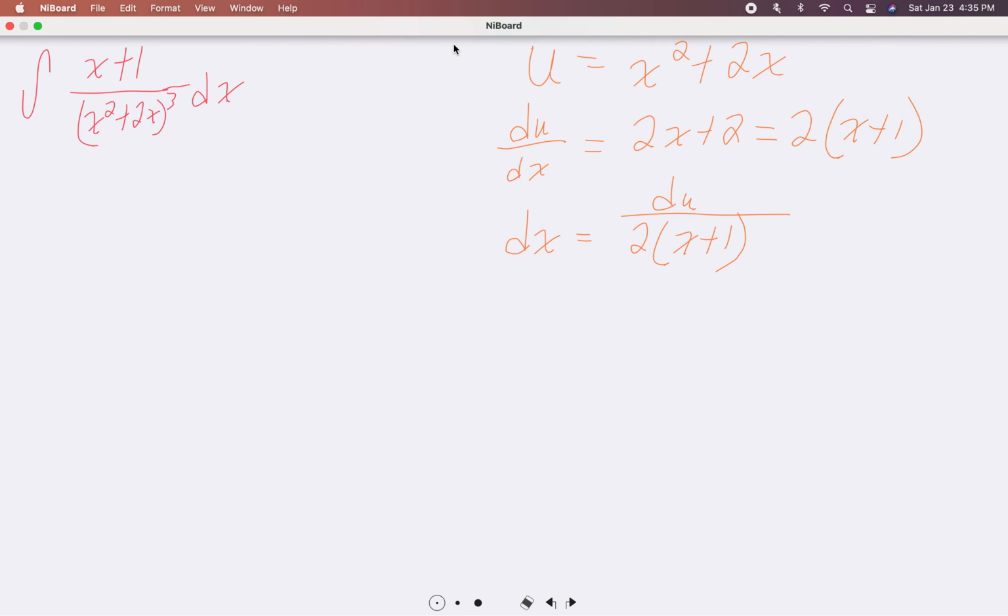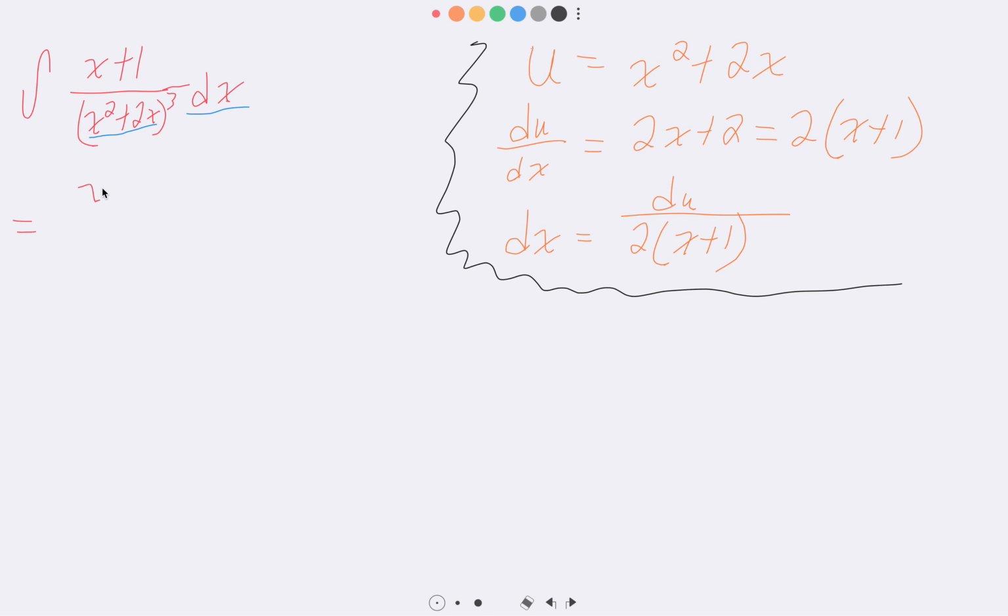So I have all the variables I want. I have my variable u, which we said, let's do blue. We said u equals x squared plus 2x. So this x squared plus 2x, I want to substitute in for u. And this dx, I want to substitute in for du over 2 times x plus 1. So now let's solve. The integral of x plus 1 over u cubed times du over 2 times x plus 1.